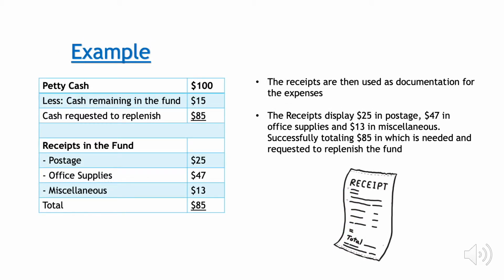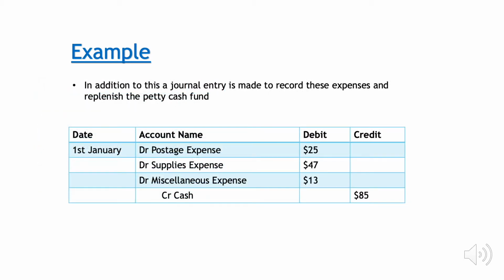This can be seen in the example. The receipts are used as documentation for the expenses. The receipts display $25 in postage, $47 in office supplies, and $13 in miscellaneous, successfully totaling $85, which is needed and requested to replenish the fund. In addition to this, a journal entry is made to record these expenses and replenish the petty cash fund, which can be seen below.